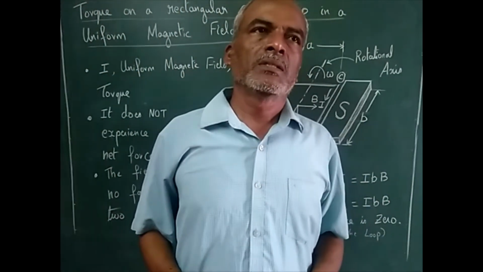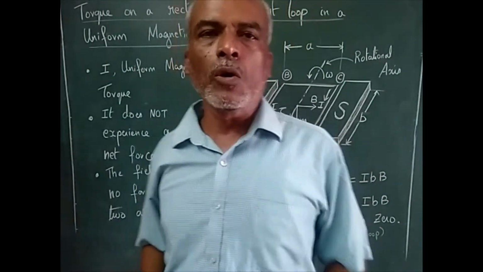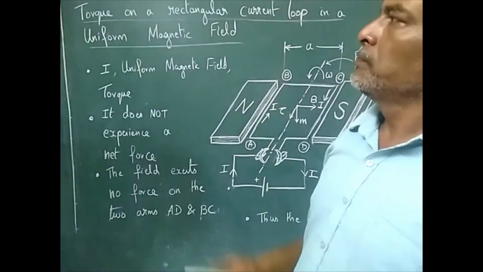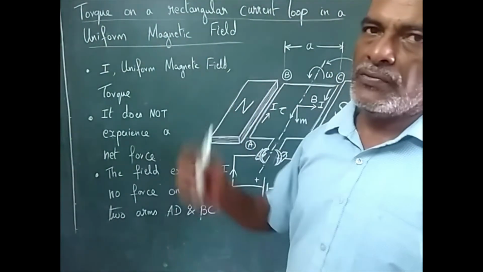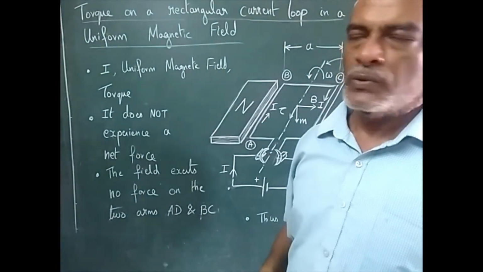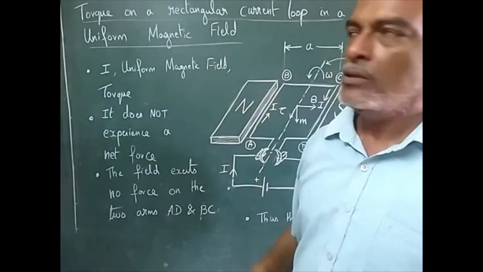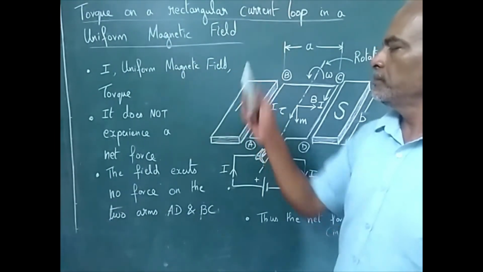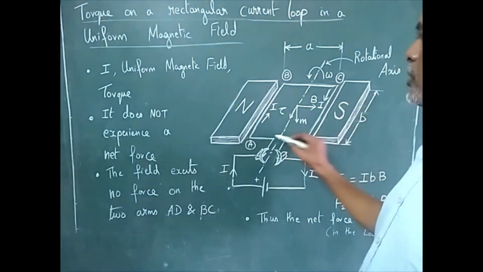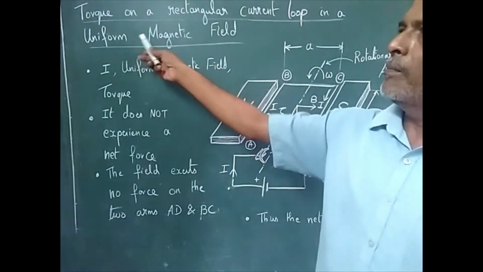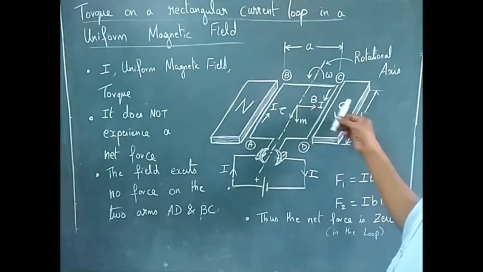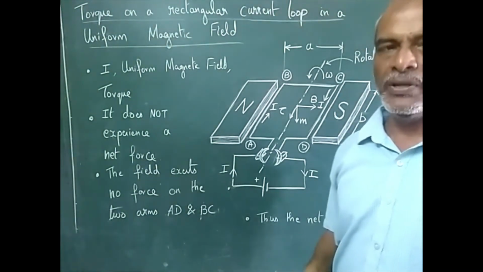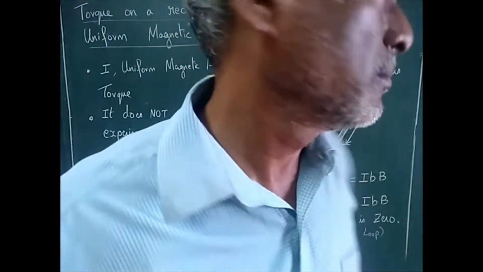Hello viewers, today we are going to deal with the topic torque on a rectangular current loop in a uniform magnetic field. Once again I will read out the topic: torque on a rectangular current loop. So this is the rectangular current loop in a uniform magnetic field, north pole, south pole, so it establishes a uniform magnetic field.